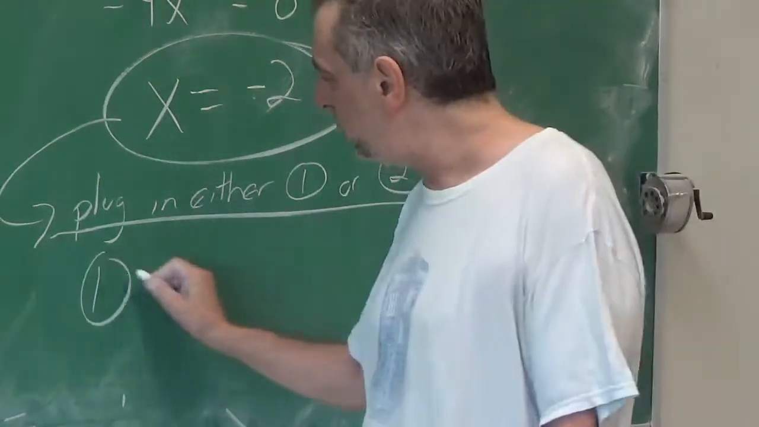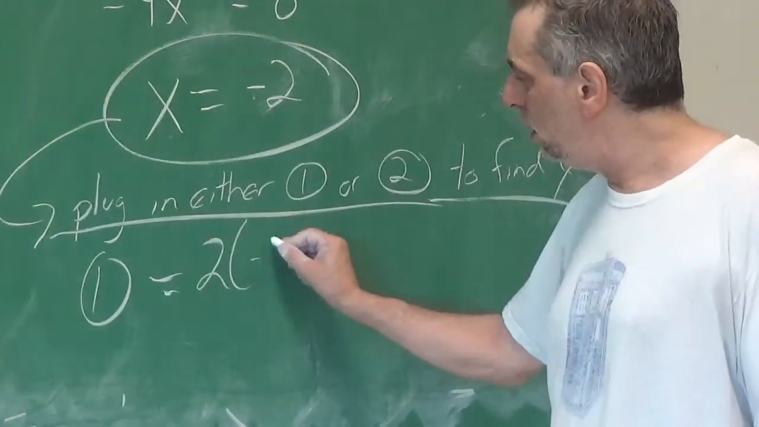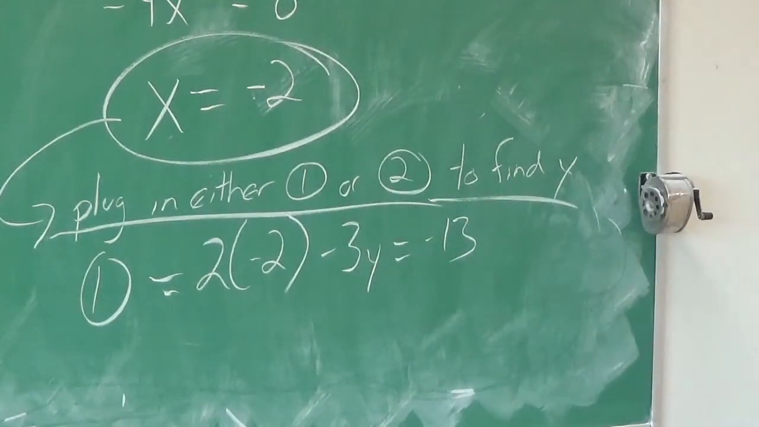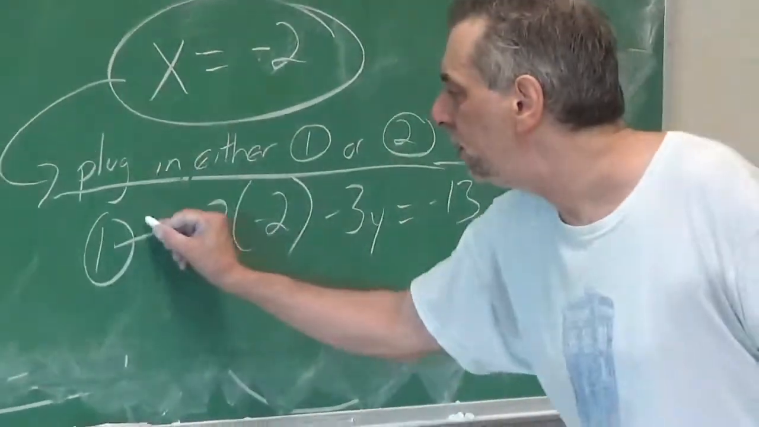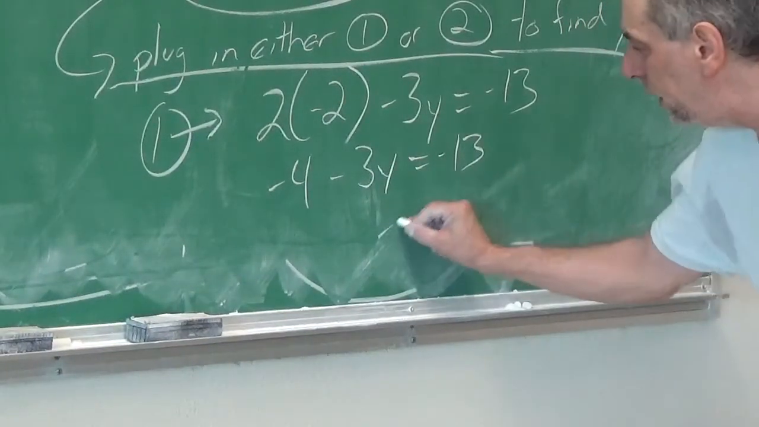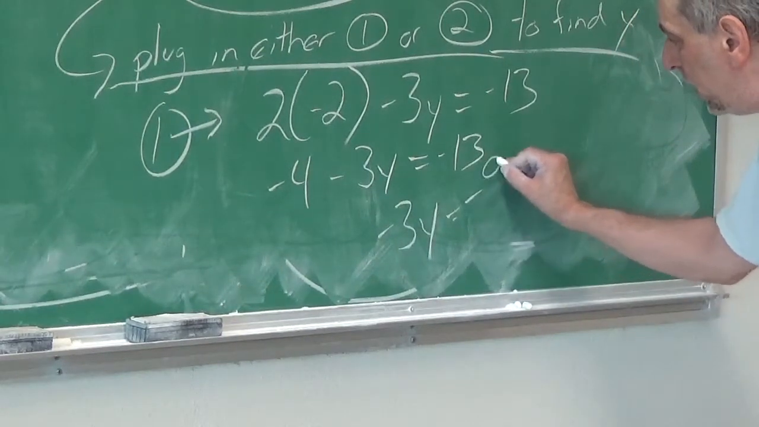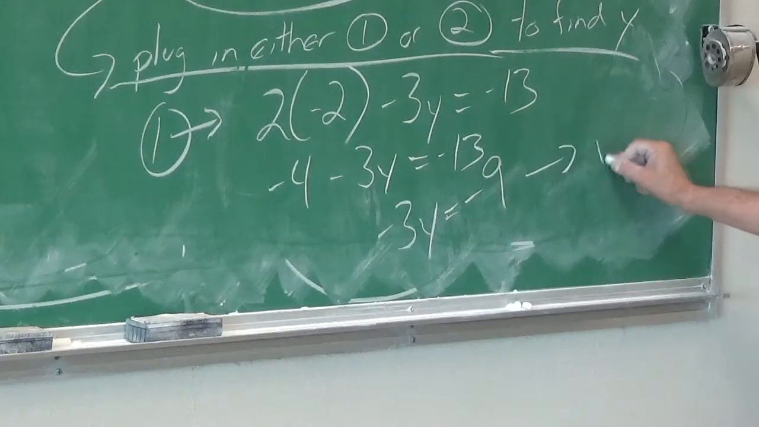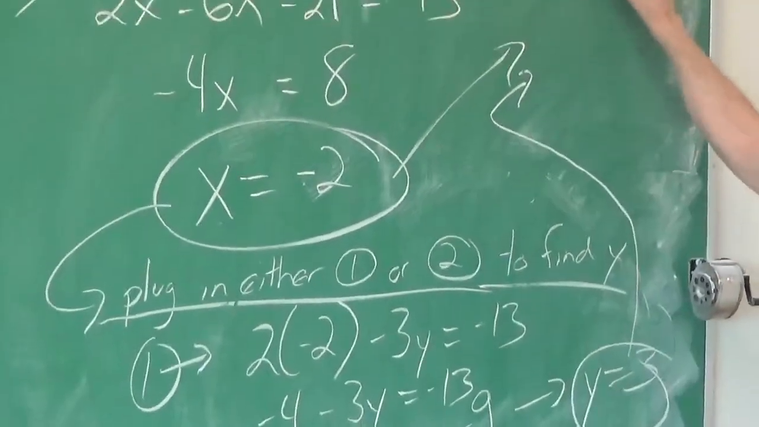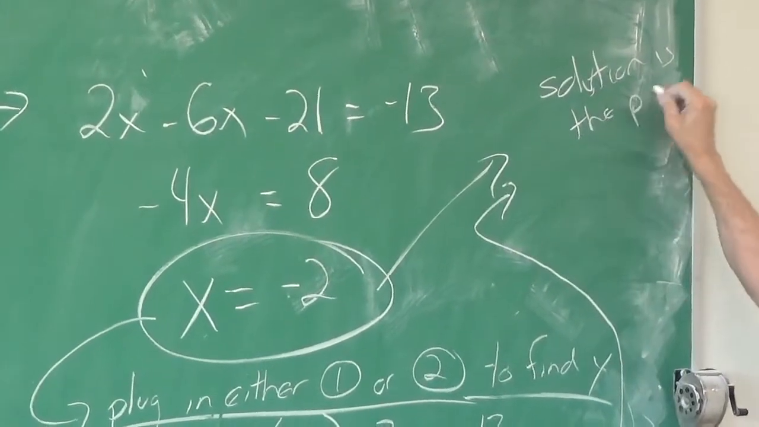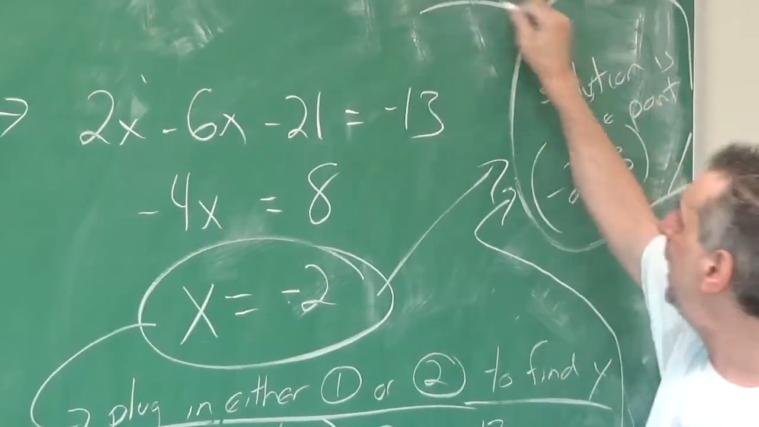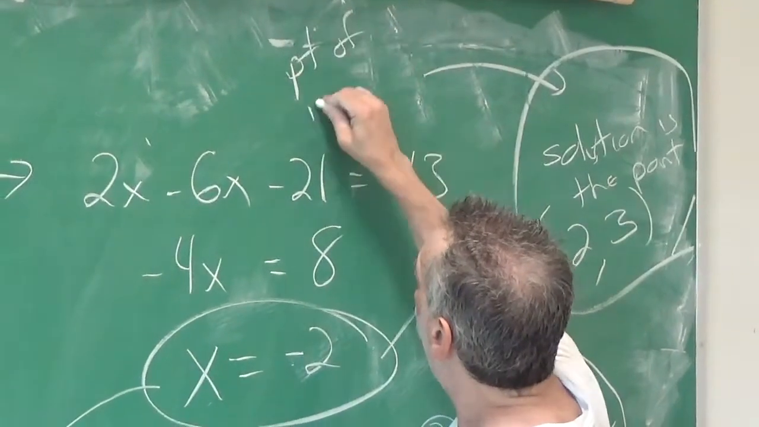All right, so I'll plug it into the first equation. We have 2x minus 3y equals negative 13, a one-variable equation. So we get negative 4 minus 3y is negative 13. If we add 4 to both sides, negative 3y is negative 9, which leads us to y being 3. So our solution is the point x equals negative 2, y equals 3. That's the solution, and that's the point of intersection of those two lines.